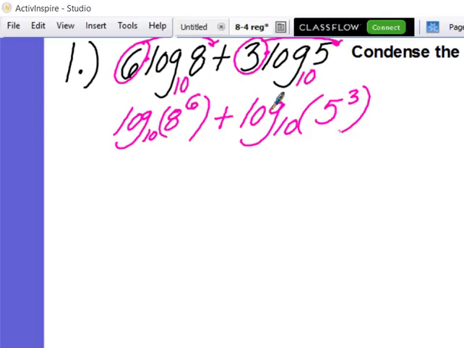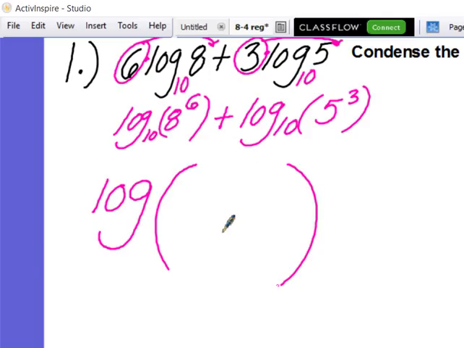Now we fixed the powers, and we can put it as a single logarithm to the base 10. This time I'm not going to write base 10 because we know we don't need to. So we have one logarithm. Now we're going to put parentheses because we're rewriting this as one logarithm. When you multiply, you add. So when you add, you multiply. So this will be 8 to the 6th times 5 to the 3rd. And now we've written this as one logarithm, one log the base 10 of all that stuff. That's why I want to see your work. I want to see you write it out.